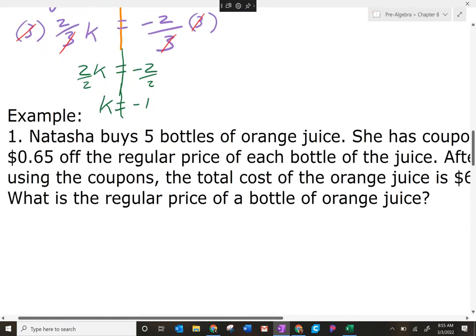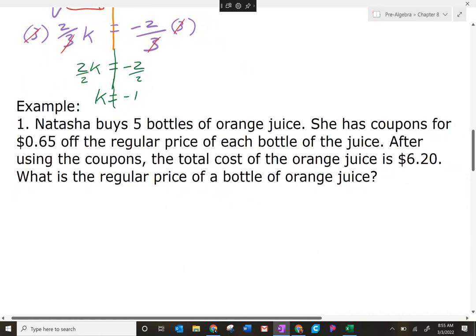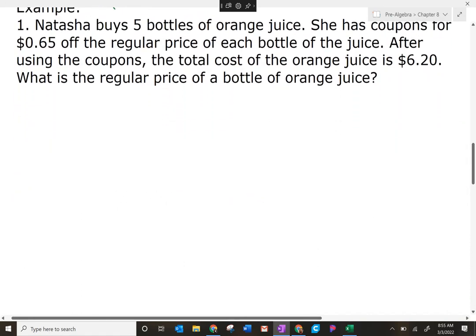On to a couple story problems, and then we'll be out of time for today. It says, Natasha buys 5 bottles of orange juice. She has coupons for 65 cents off the regular price of each bottle of juice. After using the coupons, the total cost is $6.20. Let's try to figure out how we can set this up. So I'm going to have an equal sign already. What is going to be on, let's say, the right side of that equal sign? $6.20. It said all this stuff over here. The total cost of juice is going to be that. So $6.20.